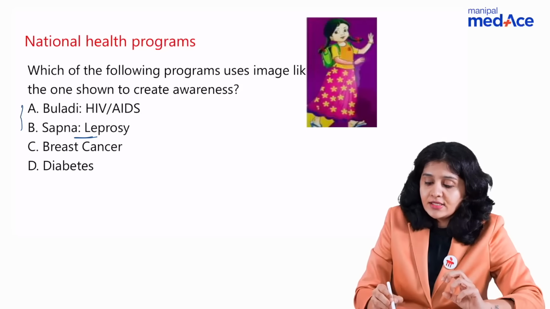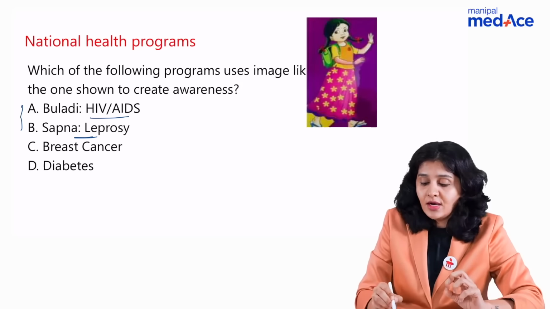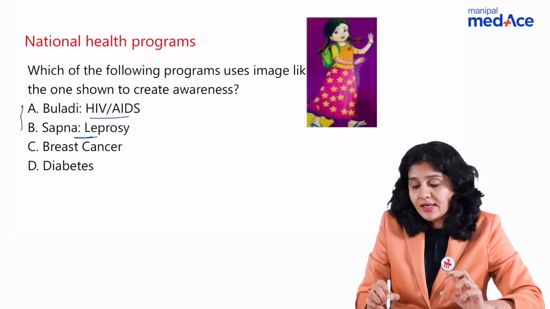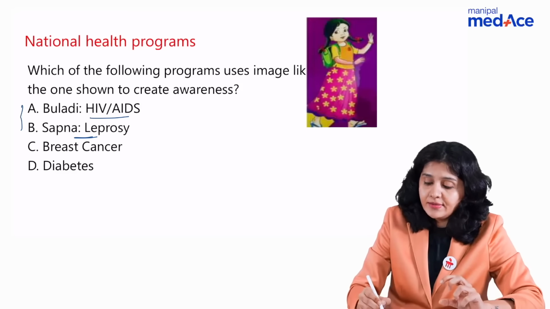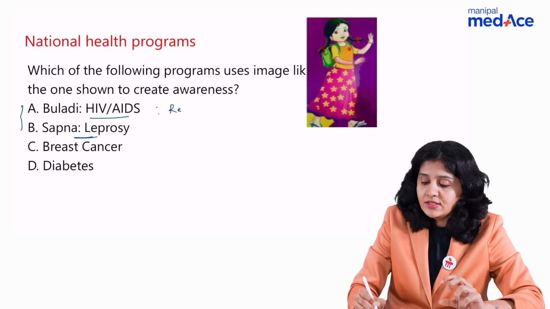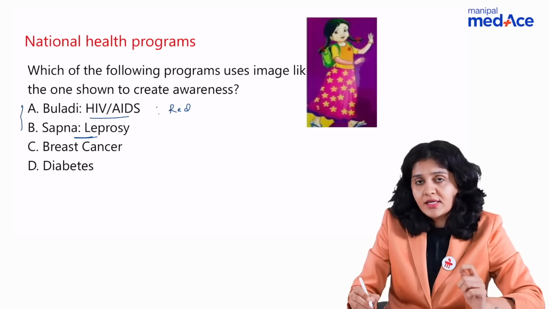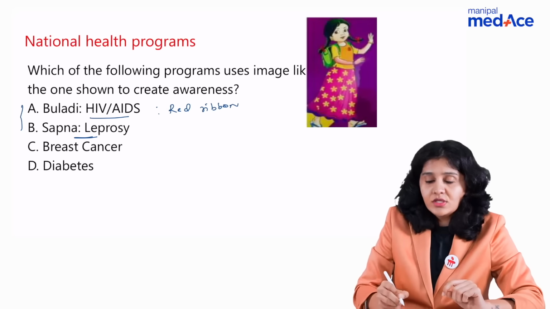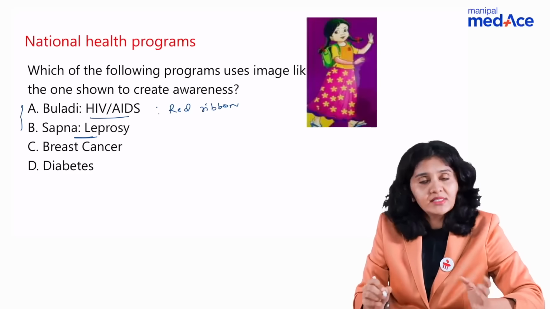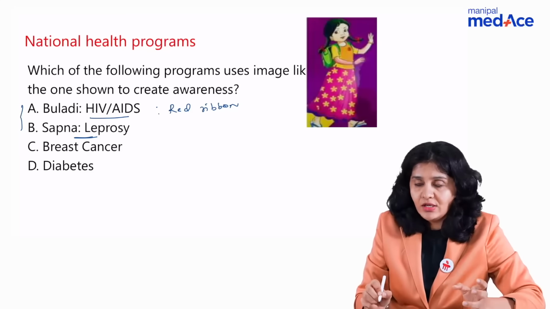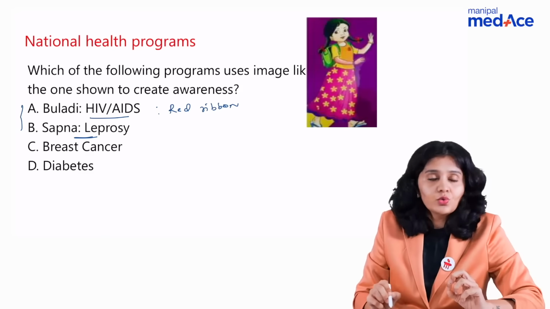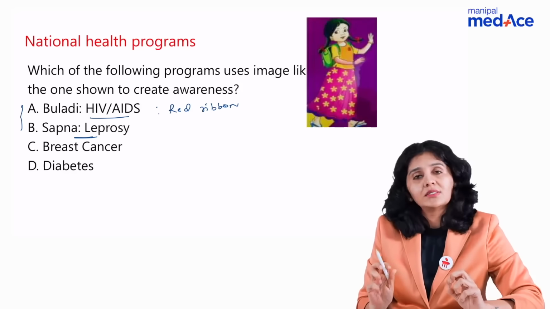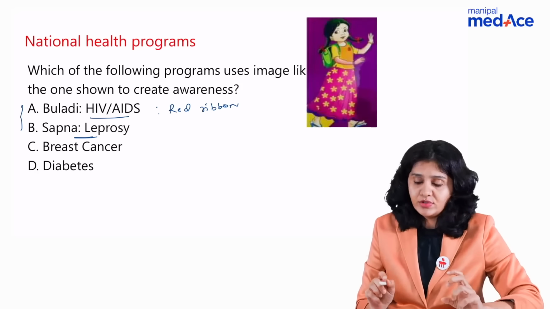So Buladi is for HIV/AIDS. Here, how to differentiate Sapna from Buladi? Here, the lady is wearing a red ribbon, right? This is a small girl, whereas in case of Buladi, there is a lady wearing a red ribbon. Okay, so these 2 are confusing, Buladi and Sapna. Breast cancer and diabetes you could easily rule out, but these 2 options are confusing. So the correct answer for this is Sapna. This is creating awareness regarding leprosy.